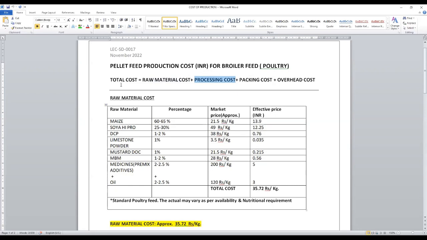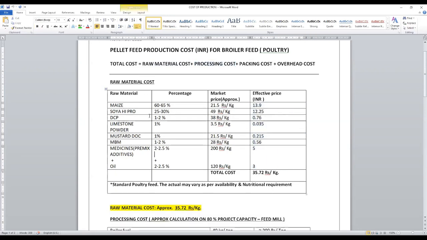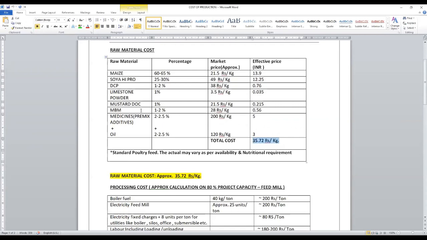21 or 22 rupees per kg. Soya Hypro, DCP, limestone powder, mustard DMC, MBM, taking a general percentage of different items, that may vary as per the recipe, as per the formulation and location. So we took a general average raw material price that comes around 35 rupees per kg, that may be 32, 31 and 36. So the average cost of raw material came.